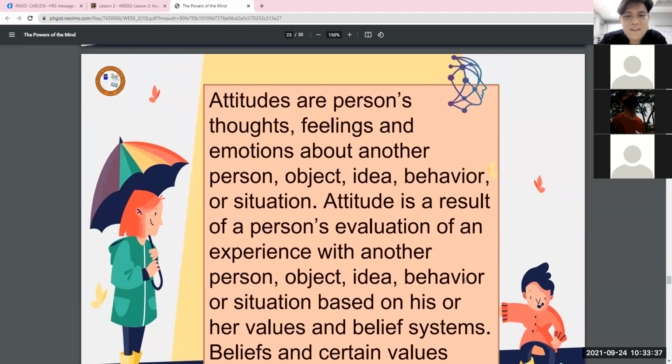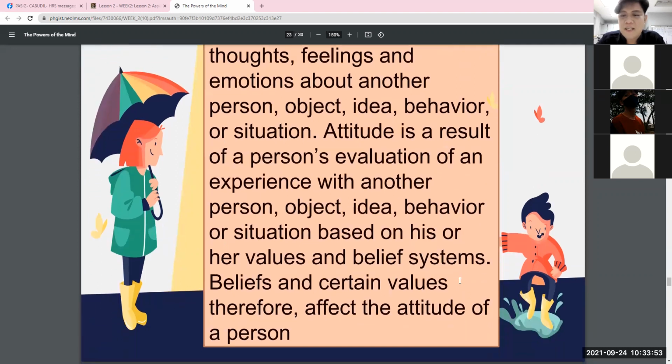Okay, attitudes. Attitudes are a person's thoughts, feelings, and emotions about another person, object, idea, behavior, and situation. Attitude is the result of a person's evaluation of an experience with another person, idea, objective, behavior, or situation based on his or her values and belief system.